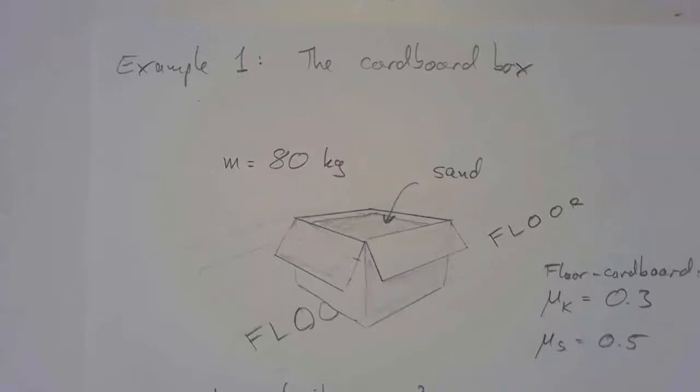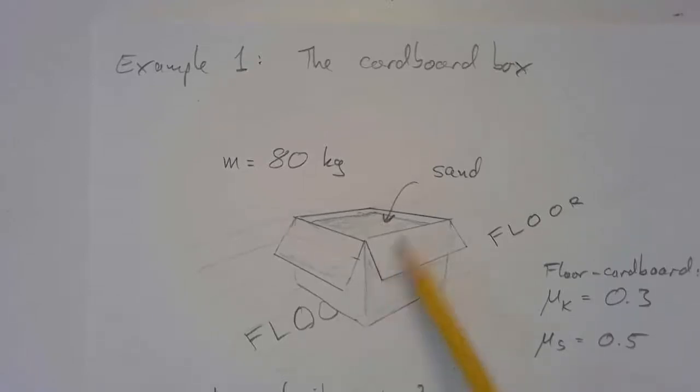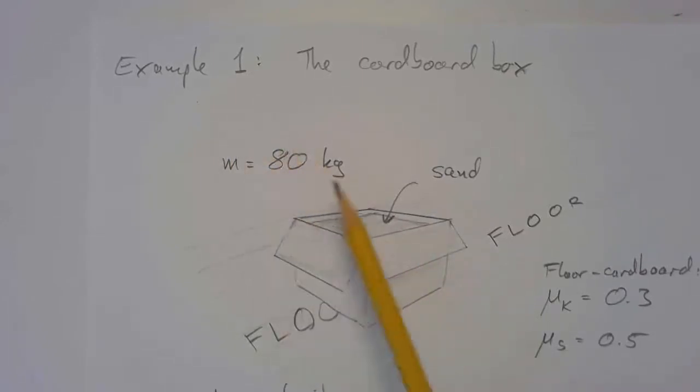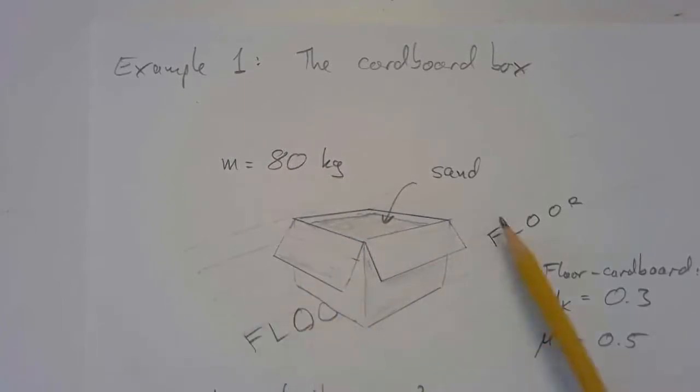So here's our first example. Let's use that cardboard box we've been talking about. So here's my cardboard box, and I imagine it's full of sand. Why would you do that? I don't know, but let's just go with it. It's full of sand, and so the whole mass of this cardboard box is 80 kilograms. And it's sitting on some kind of floor, maybe some kind of linoleum floor, I don't know what. Tiles, doesn't really matter. It conveniently has the word floor written all across it. So you know it's the floor.